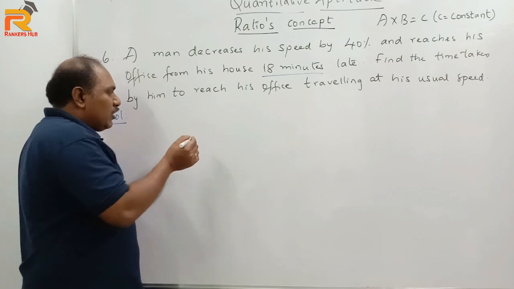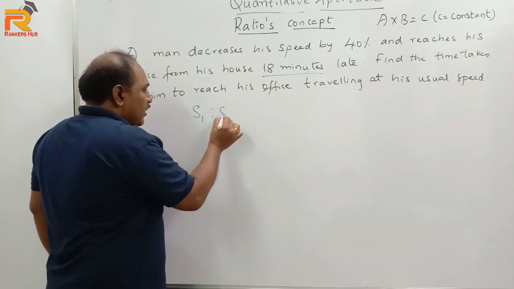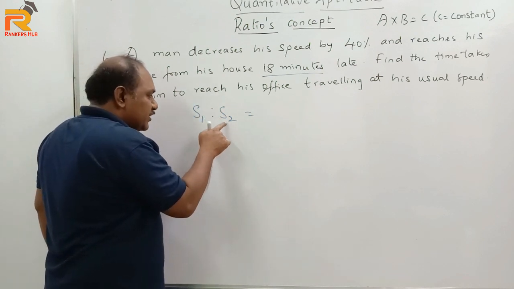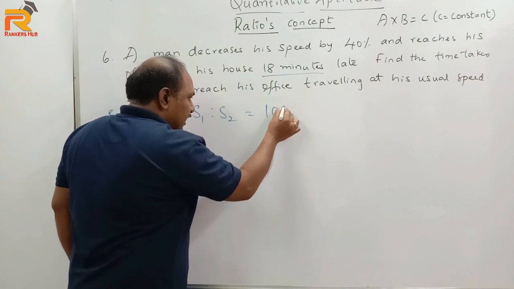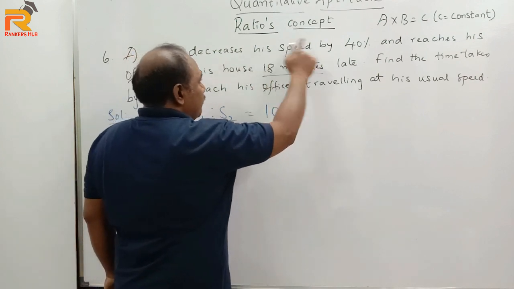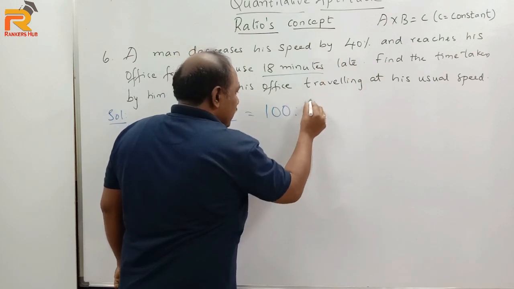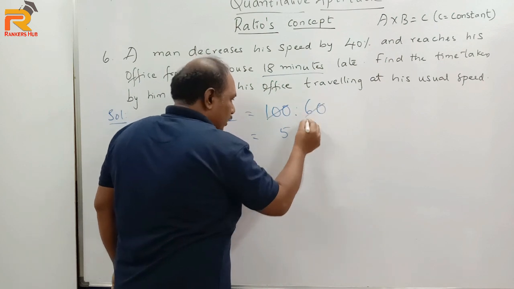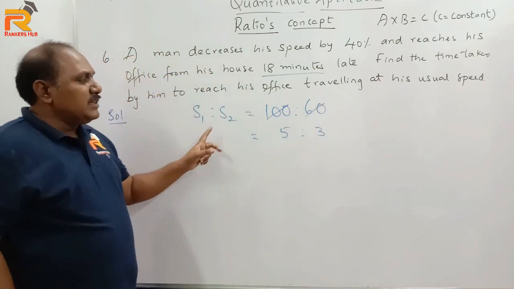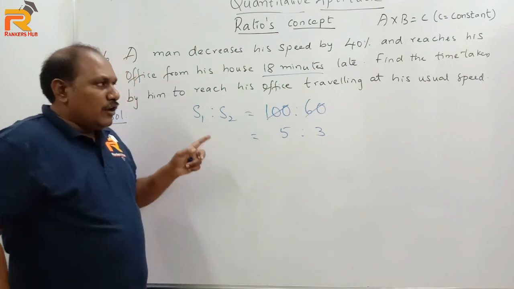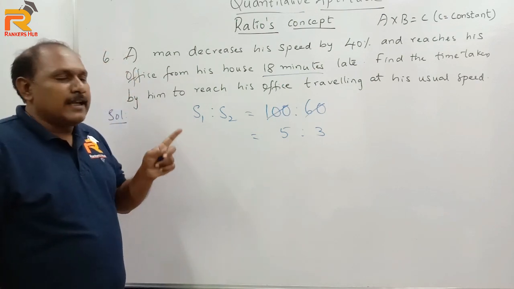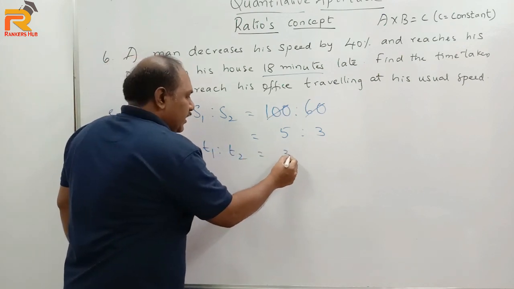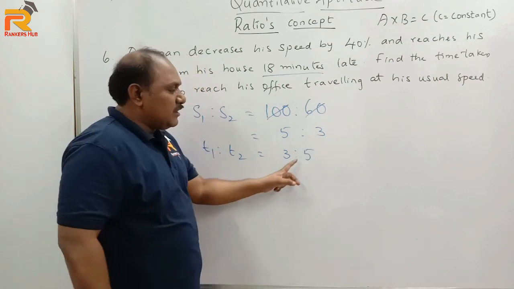Now he is asking to find the time taken by him to reach his office traveling at his usual speed. Now because we do not know his usual speed, I am assuming his usual speed is S1 and the speed after reducing it is S2. I take his usual speed as 100 and after decreasing by 40%, it becomes 60. Now the ratio, 20 fives are 100, 20 threes are 60. So here speeds are in the ratio of 5 is to 3. Now we know that when distance is constant, speed and time are inversely proportional. So time taken to reach his office should be in the inverse ratio, that is 3 is to 5.